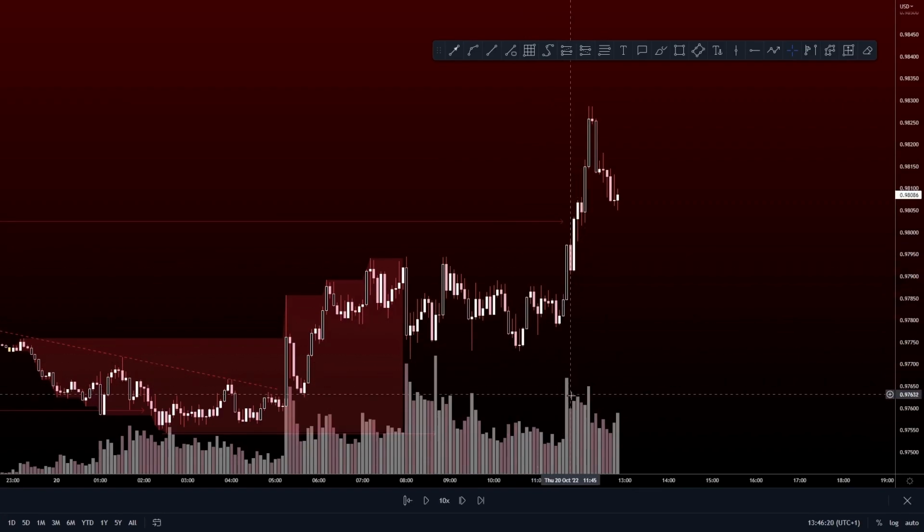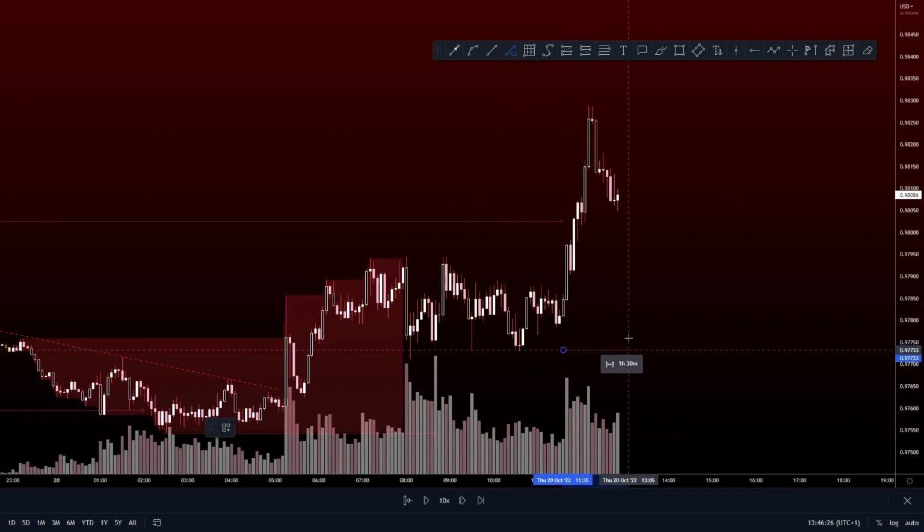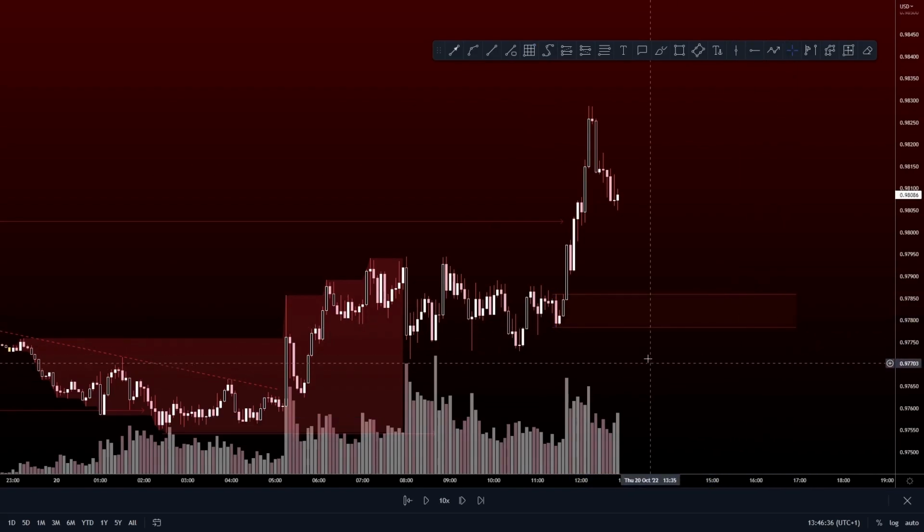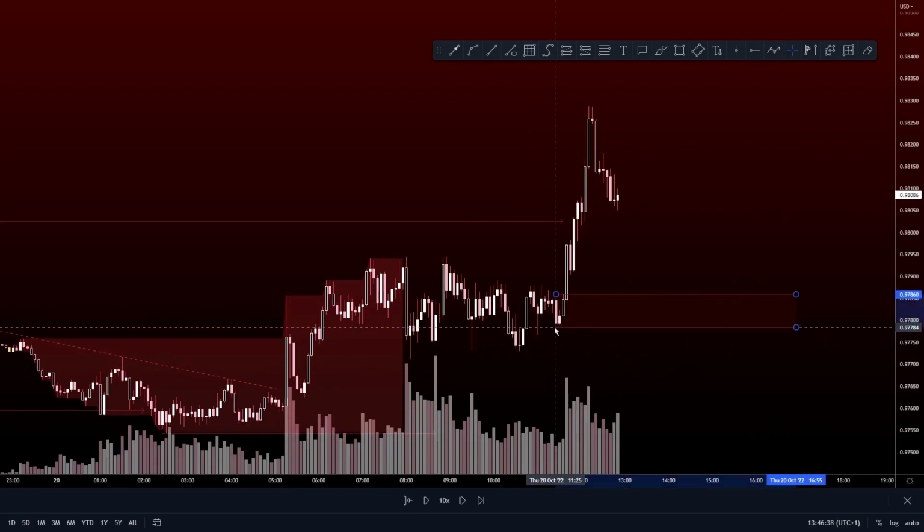This is where the volume looks to really kick off. Also where the fresh imbalance is. It's very fresh, which means we can look to use the unmitigated imbalance rather than mitigated. And we're going to simply draw our order block from the last bearish candle.